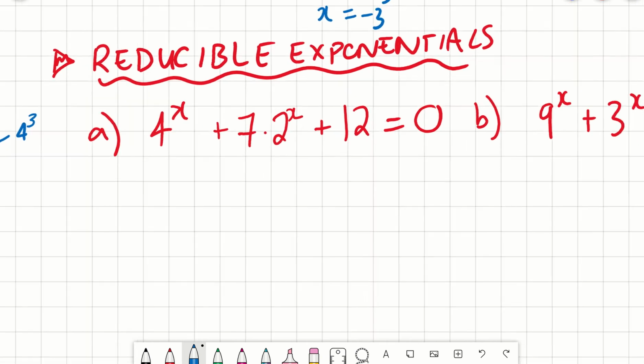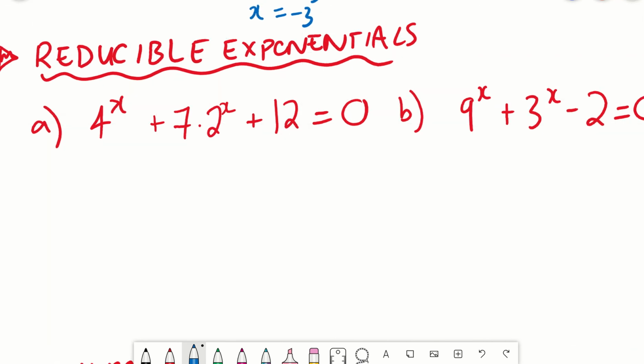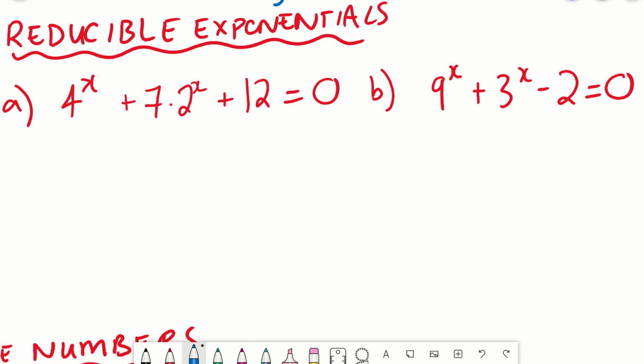Alright, my favourite ones. Reducible exponentials. Now I've just made these numbers up on my own, so hopefully they all work out okay. They're reducible because back in the day, at the start of the year, we learnt some reducible quadratic equations. Let me just give you a quick flashback.